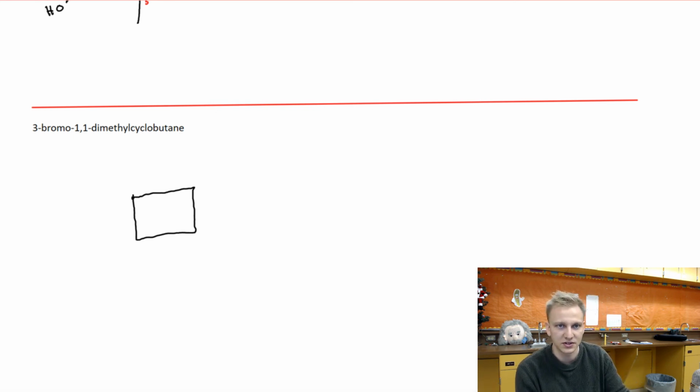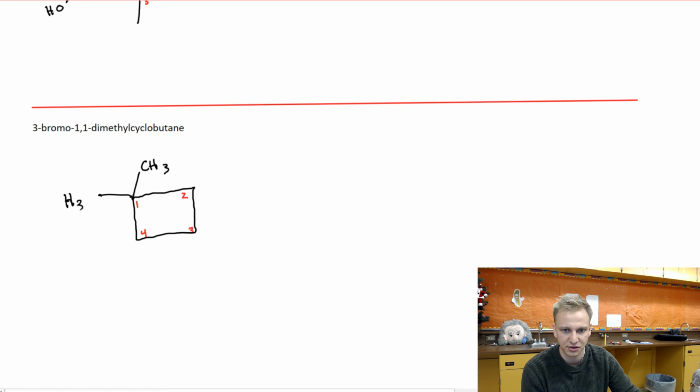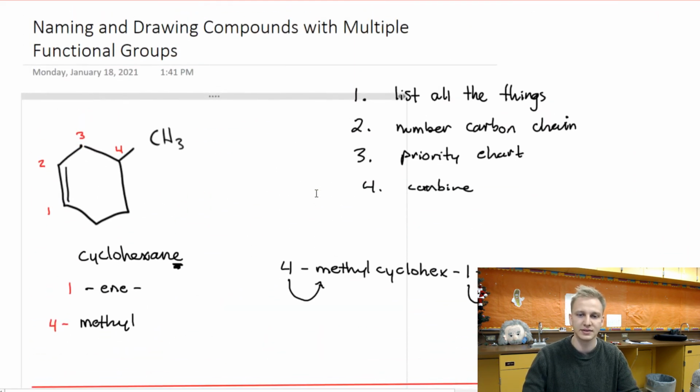On carbon number 1, so I'm going to number my carbons 1, 2, 3, and 4. Again, it doesn't matter where you put those numbers. I'm going to have a dimethyl. So I have a CH3 here, and I also have an H3C. Again, it's just that the bond is connected to that carbon. It's a nomenclature thing. So I have 1,1-dimethyl. I have a cyclobutane, and the last thing there is to draw the 3-bromo like such. And there you have 5 different examples of how to draw and name compounds with multiple functional groups.